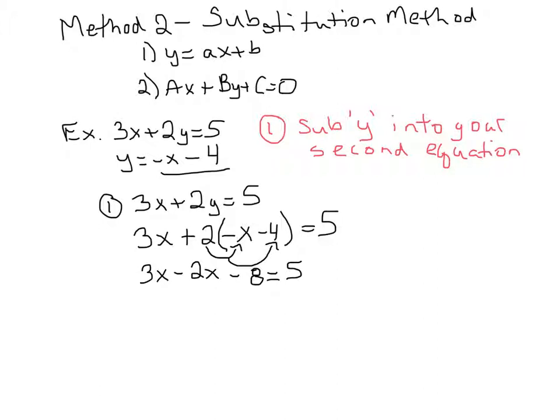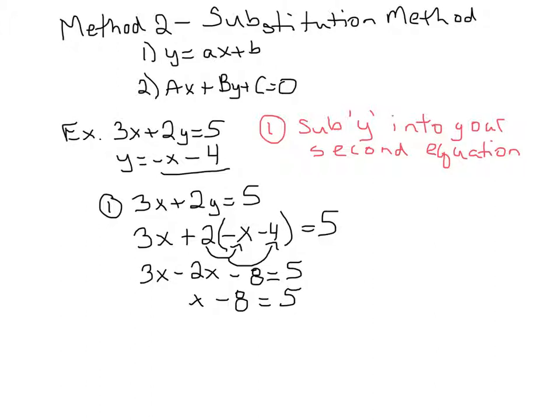I have two things I can put together here. I've got my 3x and my 2x. So 3x minus 2x is going to give me what? X, just plain old x. So I've got x minus 8 equals 5.